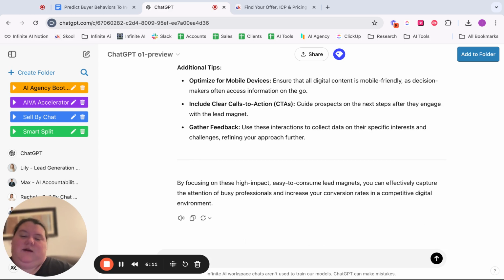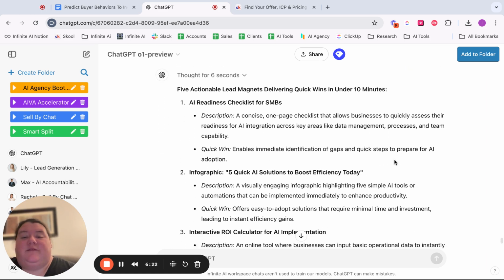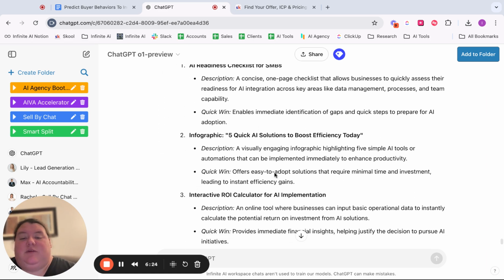Generate 5. Let me type this out, 1 second. I just added this prompt in 5 bullet points. Generate actionable lead magnets that can't be consumed in less than 5 to 10 minutes and deliver quick wins. So that's going to give me a few more.